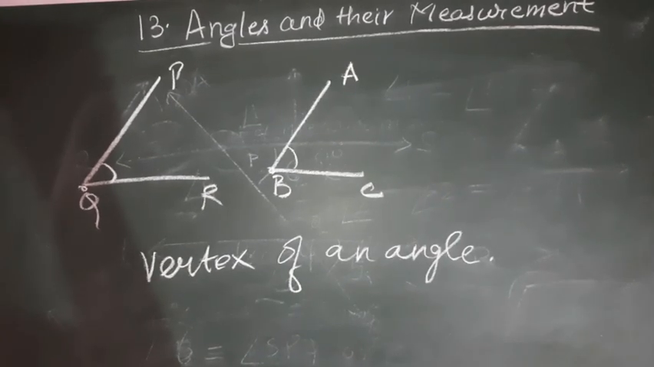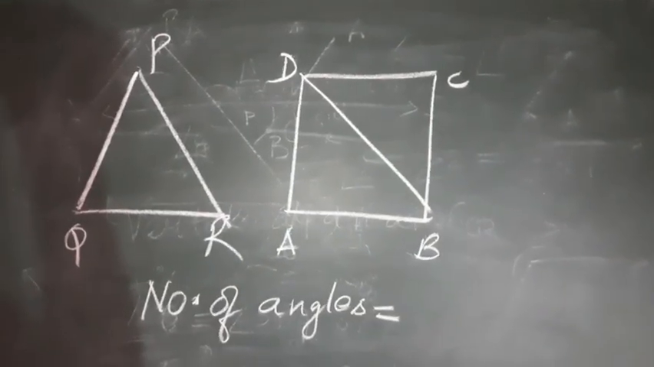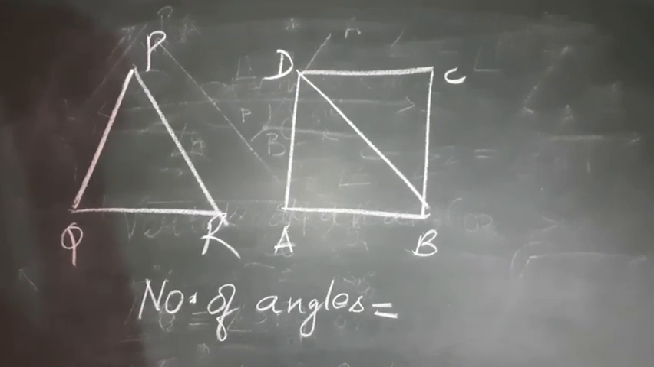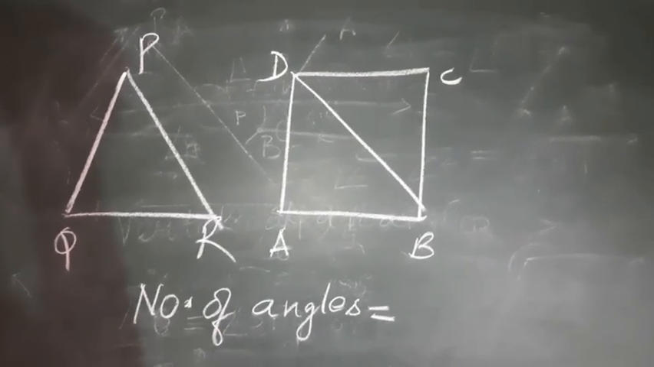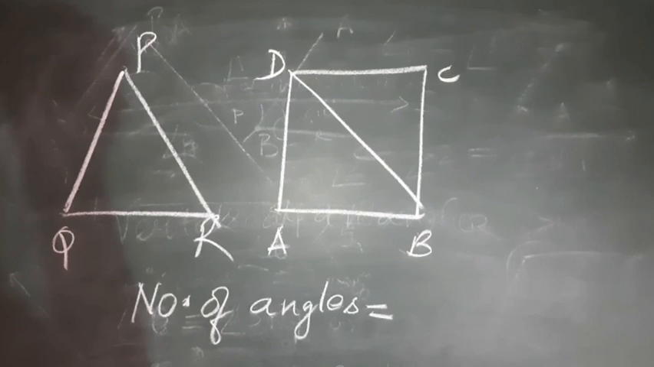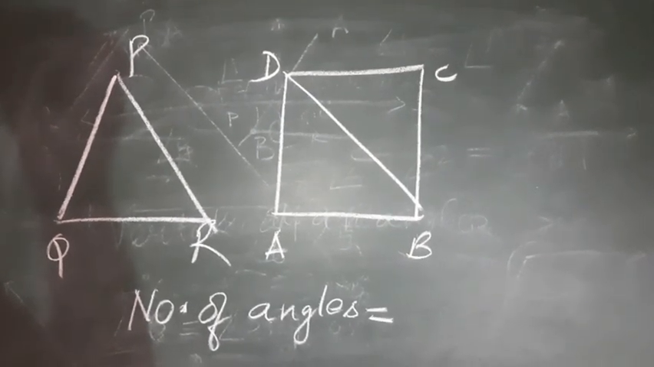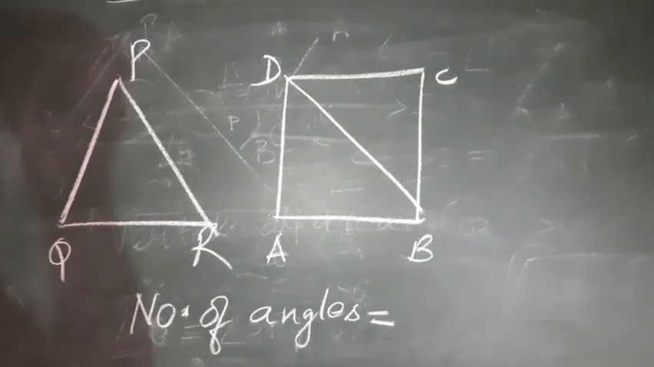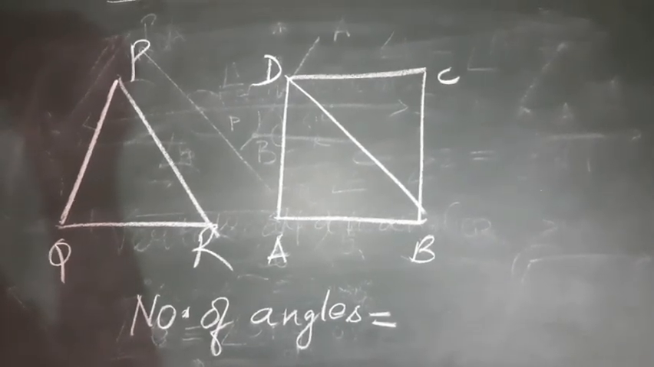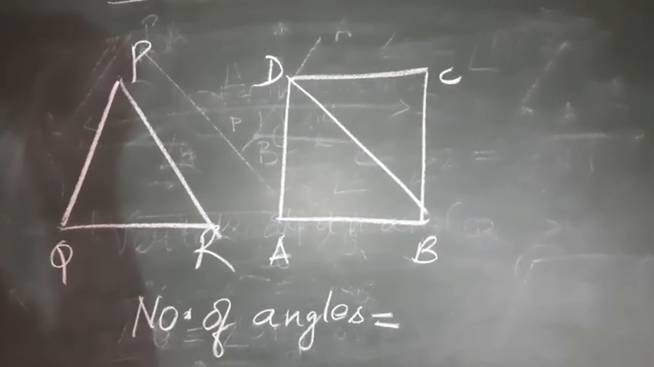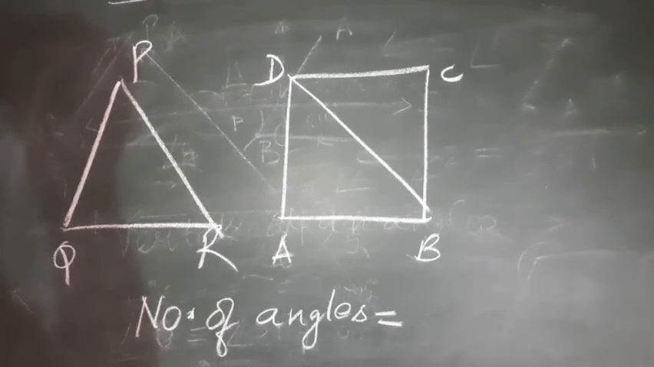Now moving on to the next topic, students. So students, the next topic is number of angles. So how many angles are there in the first figure, that is triangle PQR? In total, how many angles are formed in the triangle PQR? So the number of angles that are formed in the triangle PQR is 3 angles. How many angles are being formed? 3 angles are being formed.